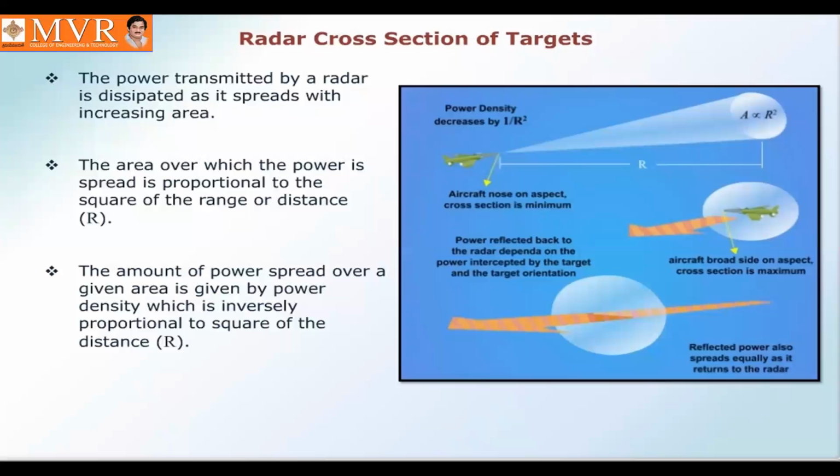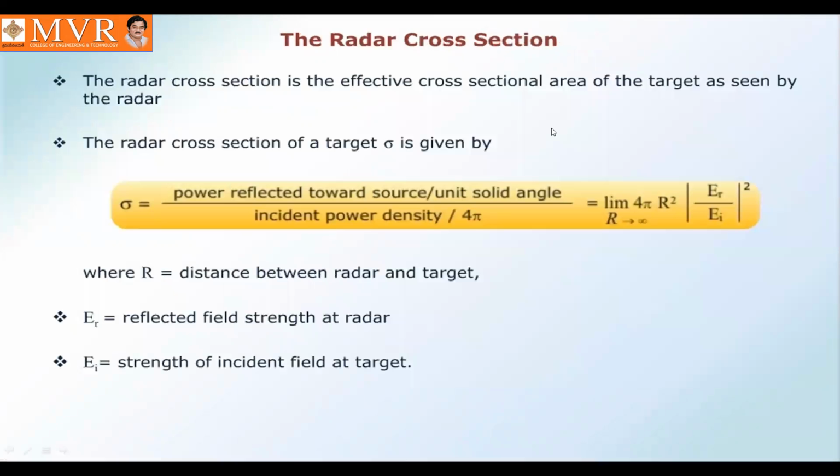There we have seen this is the power density with respect to the air, and whatever electromagnetic signal is transmitted will be reflected back here. And this is the reflected power, which spreads equally as it returns to the radar. The area over which the power is spread is proportional to the square of the distance, and the amount of power spread over a given area is given by the power density, which is inversely proportional to the distance, that is 1 divided by r square.